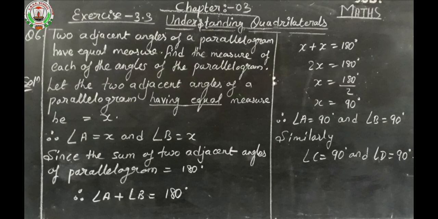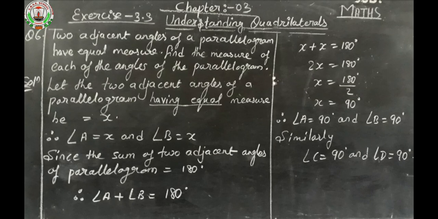Then 2x is equal to 180 degrees, isn't it? Then 2 will be transposed to the denominator of 180 degrees. That means x is equal to 180 divided by 2. Then x is equal to 90 degrees. When 180 is divided by 2, the result is 90 degrees. So x is equal to 90 degrees. Therefore angle A, whose value we have to find, that is x, is equal to 90 degrees. Similarly, angle B is equal to x, that is equal to 90 degrees.